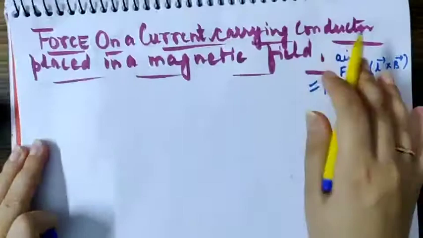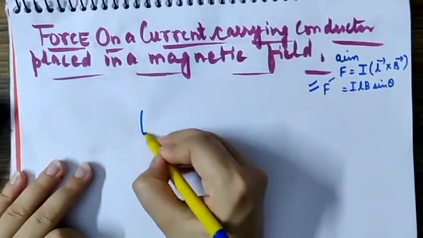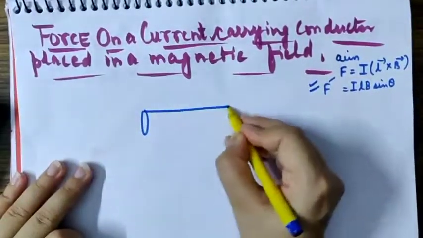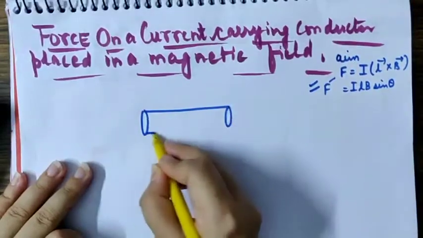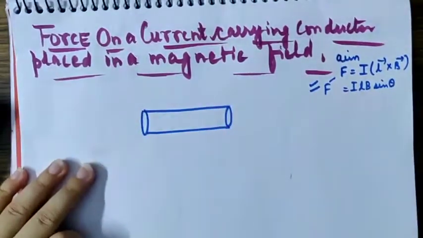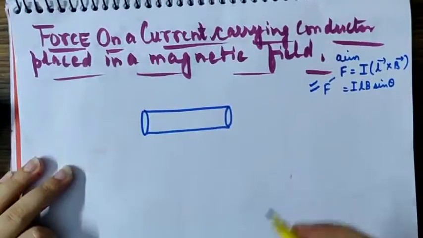So suppose first of all, a current carrying conductor, suppose the cylindrical shape of the wire is drawn in a magnified manner, and this is the cylindrical shape of the wire.